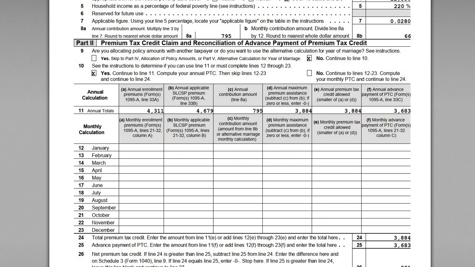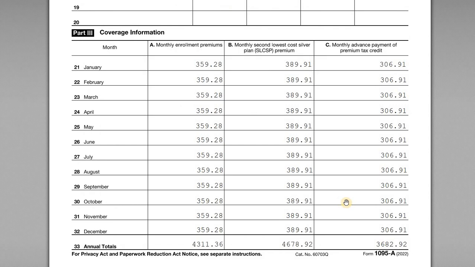Now, you'll also notice that the 1095As do report things in decimals, right, to the nearest cent. You don't do that when you complete tax forms. You do round. You are allowed to round to the nearest whole dollar. So that's why when you see down here on the annual totals, 4311, 36, 4678.92, we have rounded up or down, right, depending on what it's closer to the nearest whole dollar.